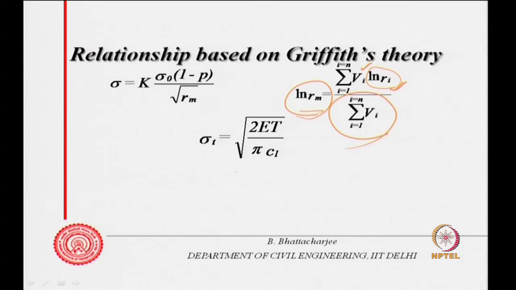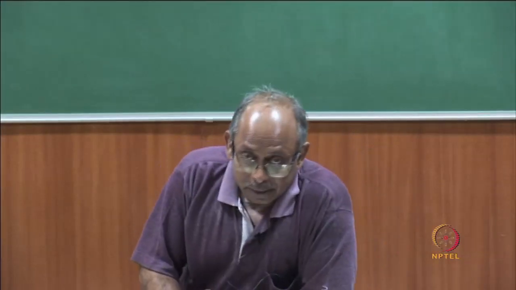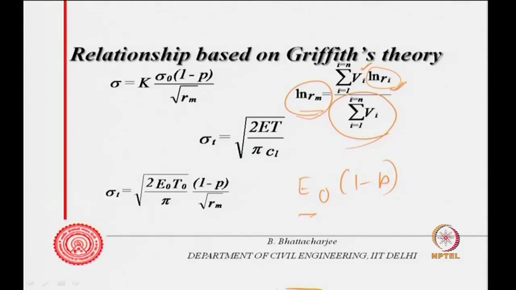So, sigma t, if you recall, was something like this, and therefore, one can possibly write E 0 and T 0, where E 0 stands for the modulus of elasticity of the pore free material, and T 0 is the surface energy for the pore free material, when some porosity is already existing in the material. So, both can be written as E 0 into 1 minus P, and T 0 into 1 minus P. If you take it out, this will be the constant and 1 minus P will come out, and the critical stress will be something like this.